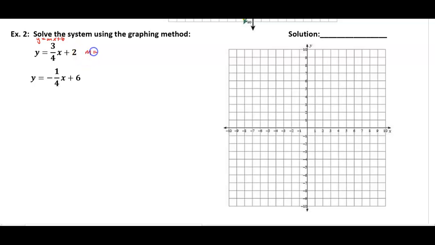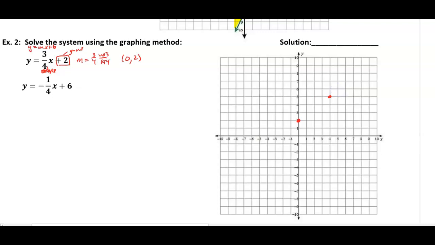So for this first line, I know my slope is 3/4. I know my y-intercept is 0, 2. Remember, this is your y-intercept. This is your slope. Sorry. Okay, so I'm going to plot 0, 2. Then my slope tells me to go up 3, right 4. So up 1, 2, 3, right 1, 2, 3, 4. Once I have my 2 points plotted, I'm going to go ahead and sketch my line.